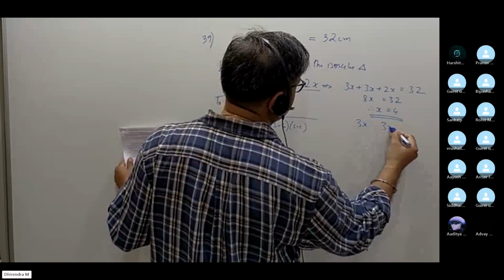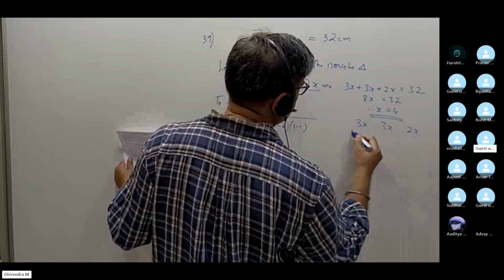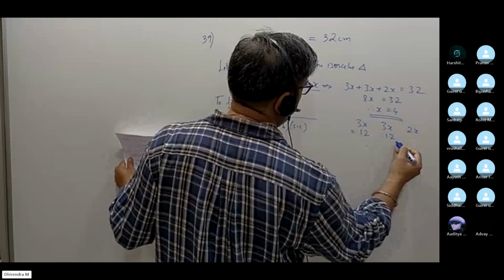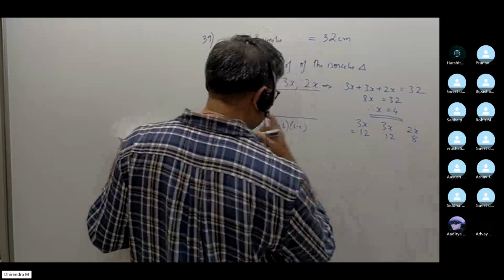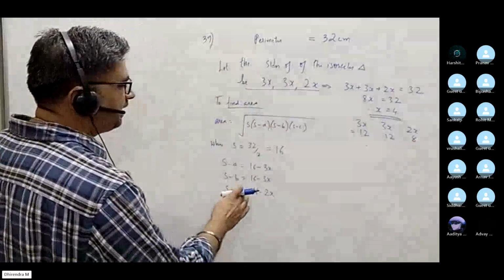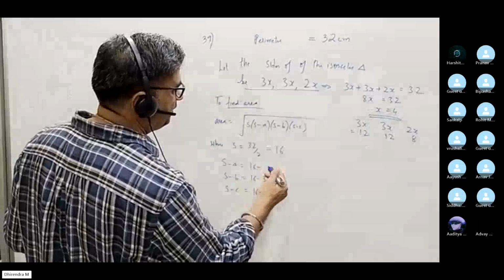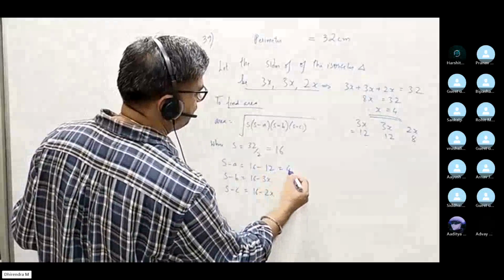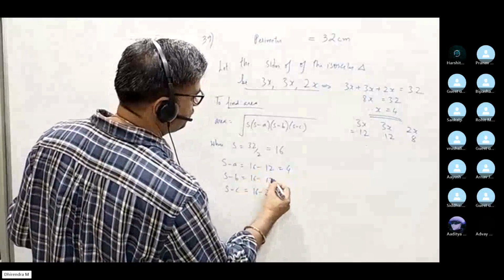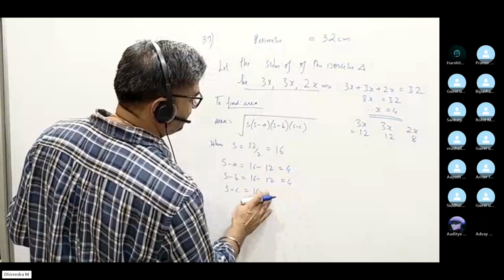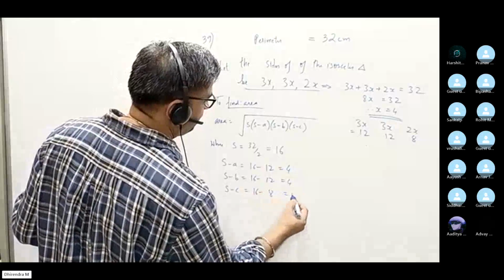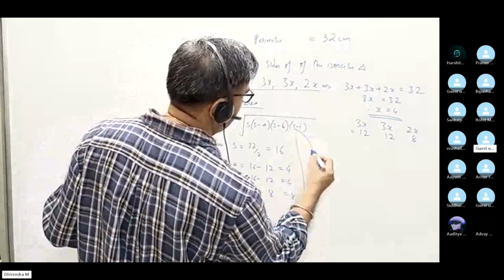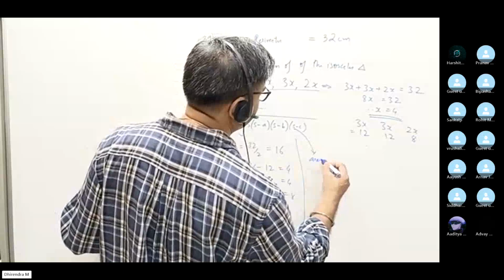So what are the sides? 3x, 3x and 2x are the sides, right? So this comes to 12, this comes to 12, and this comes to 8, right? So we don't have to do all this. S minus A will actually be 16 minus 12 is equal to 4. This is 12, so this is 4. And this is 8, so this is equal to 8. So now use this formula to find the area.